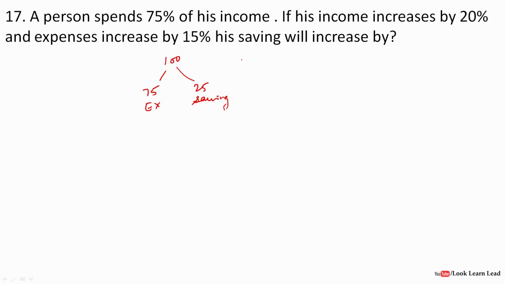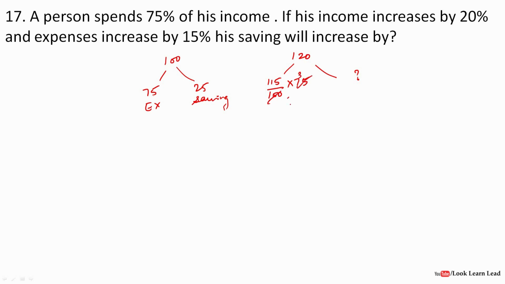So his income is 120, and expenses increase by 15%. That is 115 upon 100 into 75. This is his expenses, increased by 15%. We have to find by how much his savings would be increased.